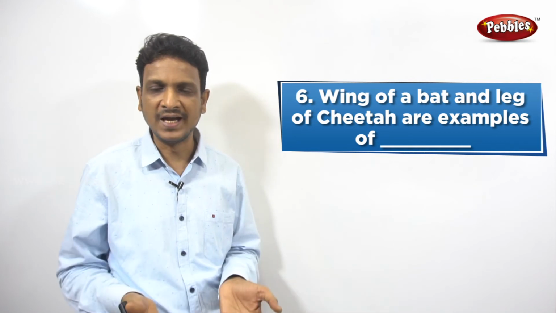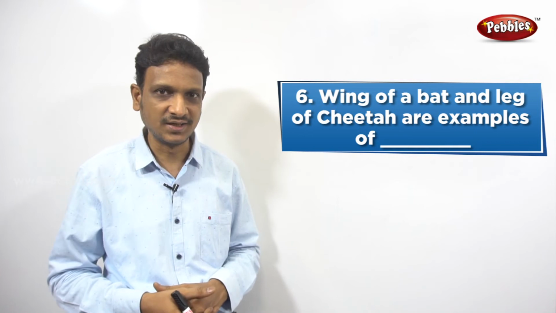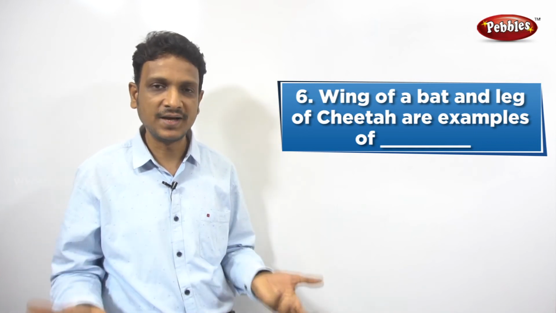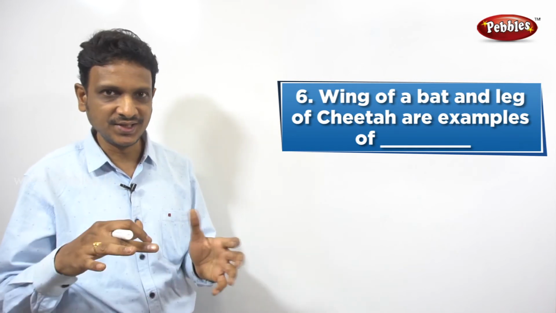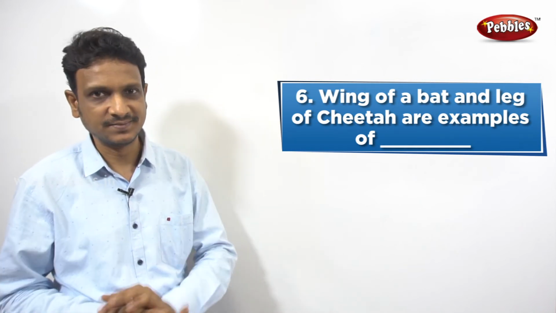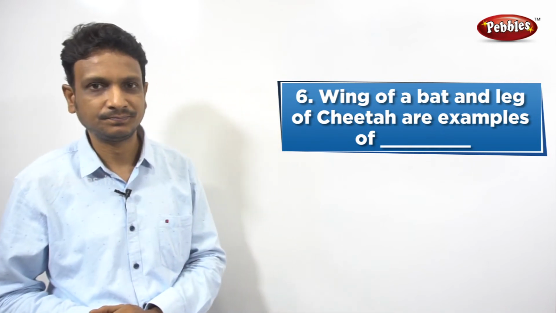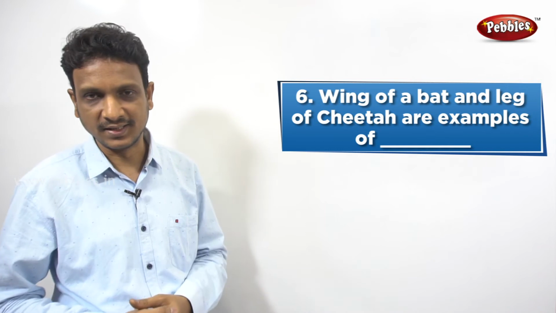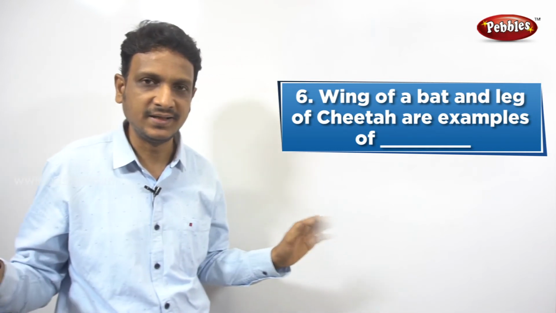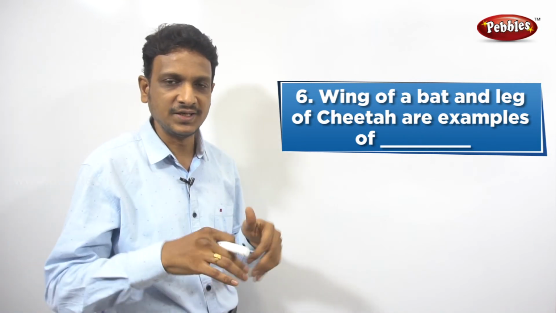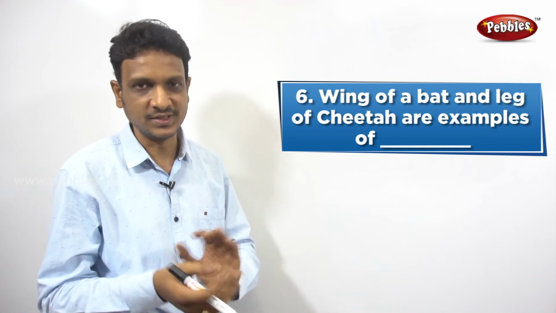But whale and bat, both are mammals. If you see the internal bone structure, both will have a similar structure. So structural similarity is there, but functional difference. Such kinds of organs are called homologous organs. So here the wing of a bat and the leg of a cheetah: the wing of a bat is to fly, the leg of a cheetah is to run. But the internal bone structure is similar, so they are homologous organs.